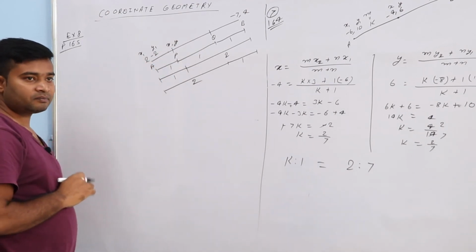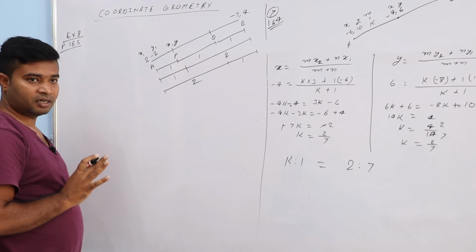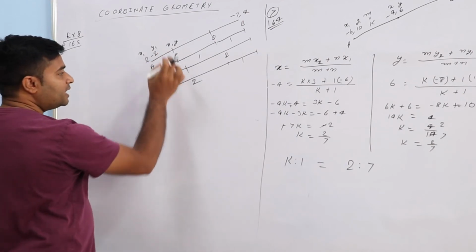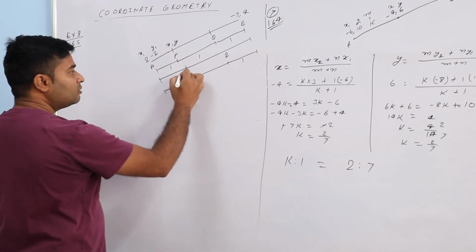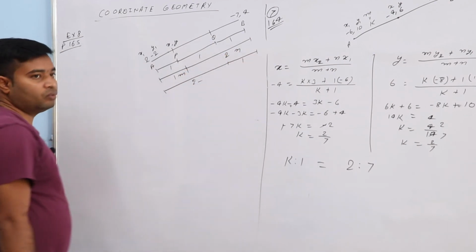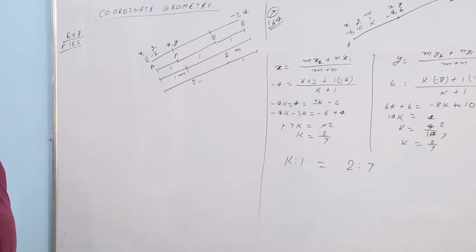X, Y. True, na? Yes, sir. Yes or no? Now this part is 1 and this full part is 2. Means m is equal to 1, n is equal to 2.